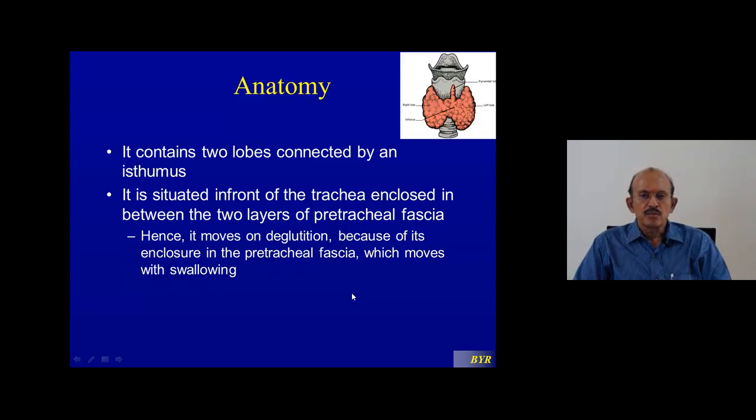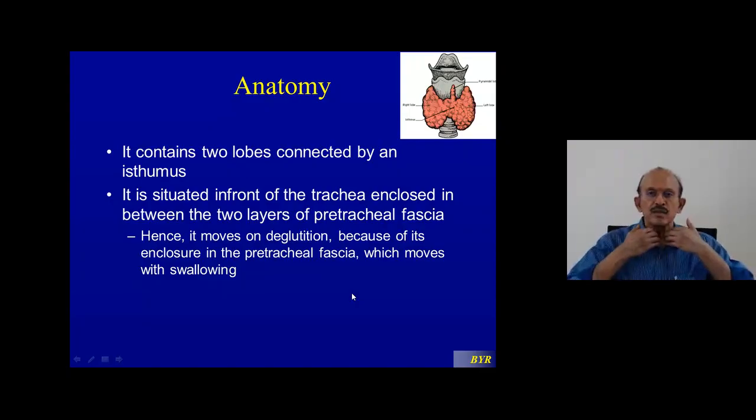This anatomical point is very important. Why? Because if the thyroid gland enlarges, it enlarges in between the pretracheal fascial layers. So the thyroid gland can enlarge only up to the upper border of the thyroid cartilage. It can't go beyond that because of the attachment of the pretracheal fascia to the thyroid cartilage.